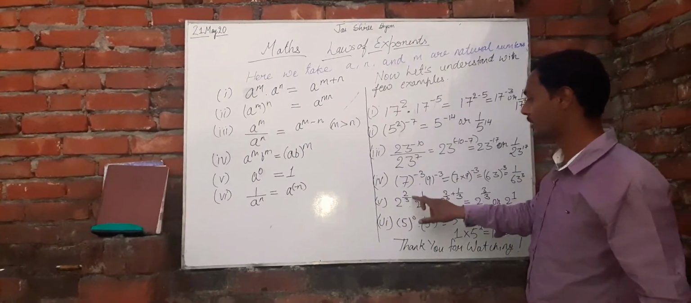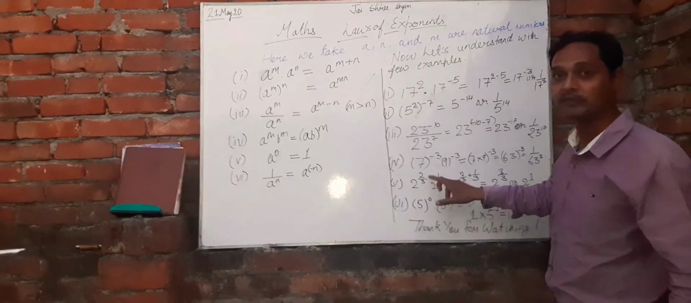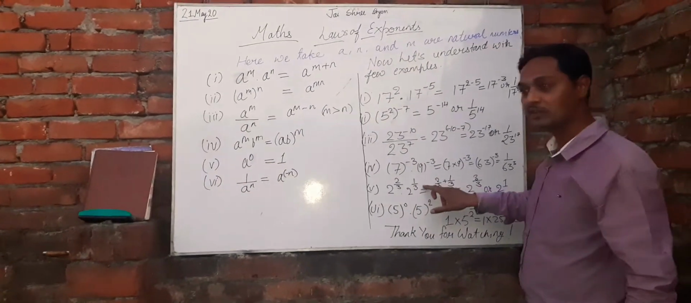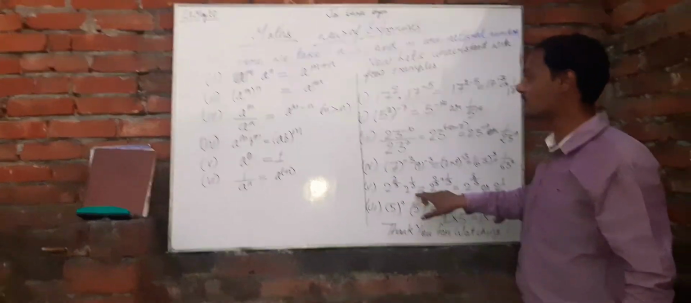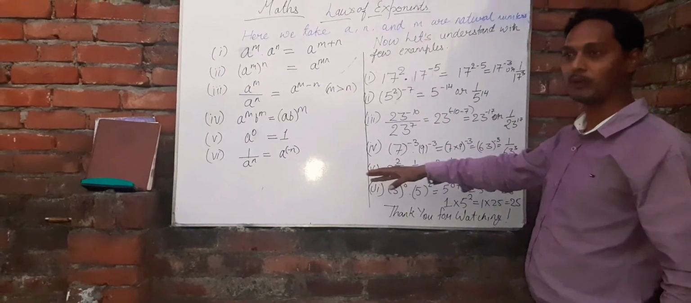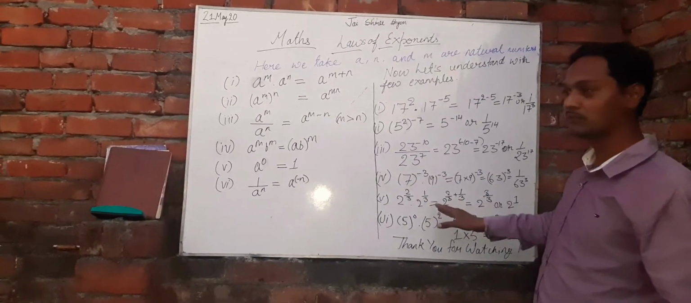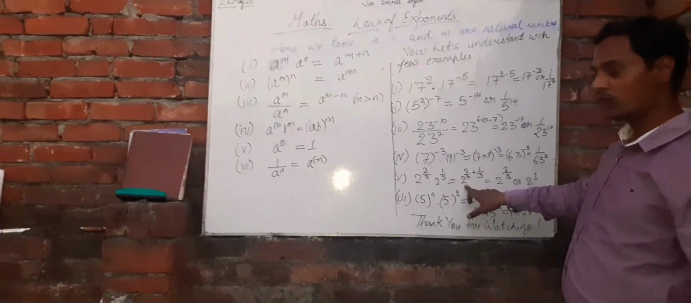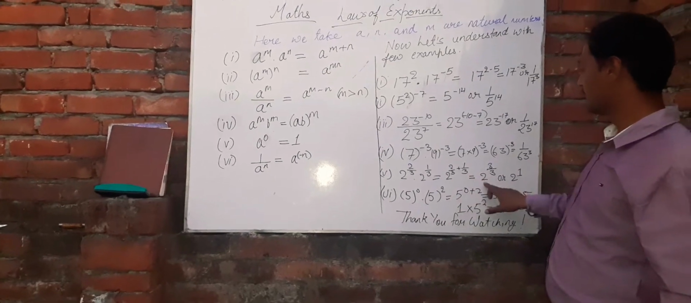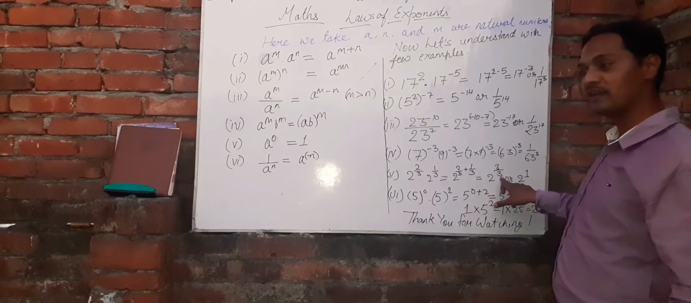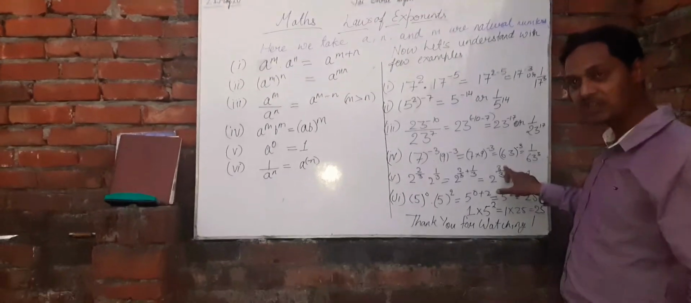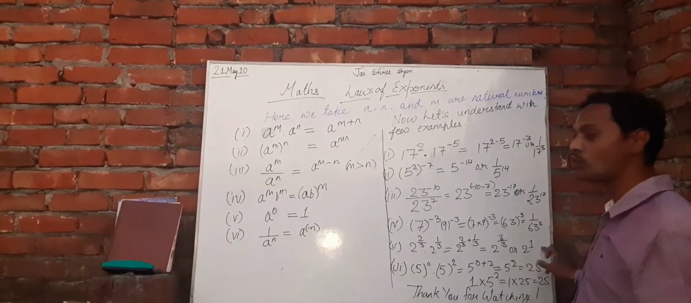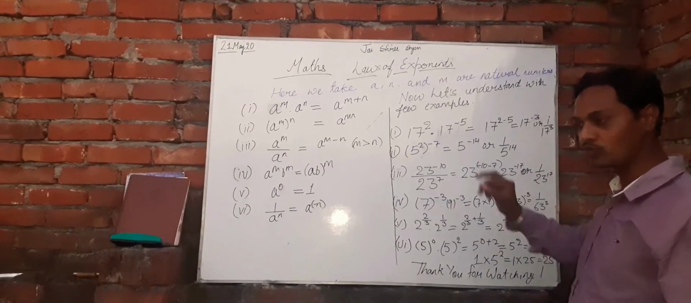Next expression: 2 whole. Now the powers are in P upon Q form. So whenever the powers are in P upon Q form, we keep the same method, the same base, and the powers will be added. The powers are 2 by 3 and 1 by 3, the same denominator, so 2 plus 1 is 3, and 3 cancels with 3 and you get 1. You can write it simply as 2. There is no need to write 2 to the power 1.